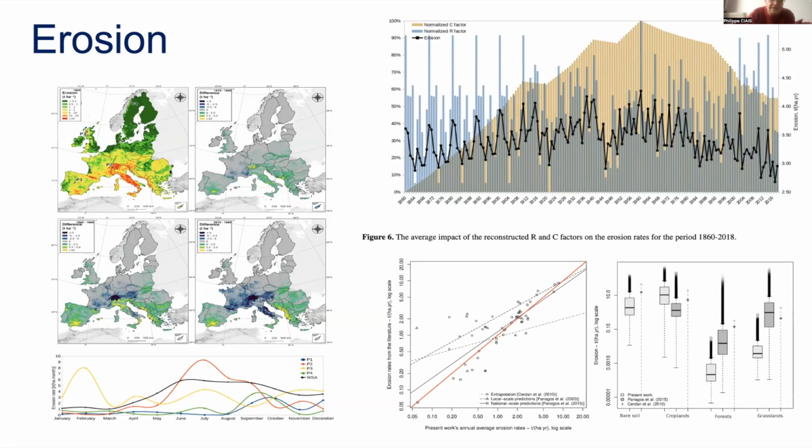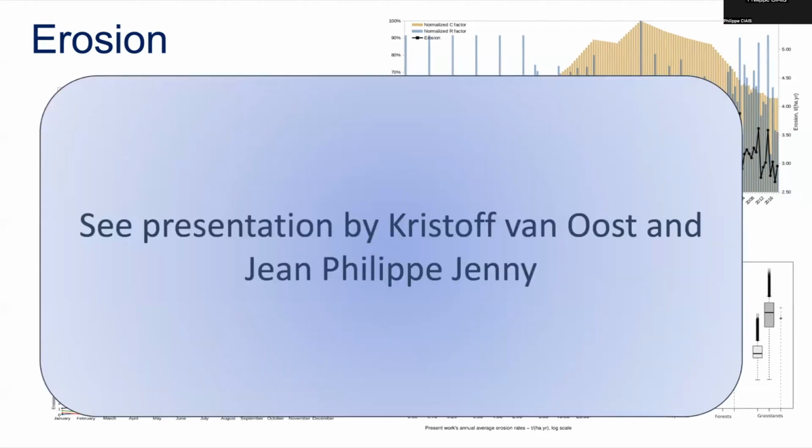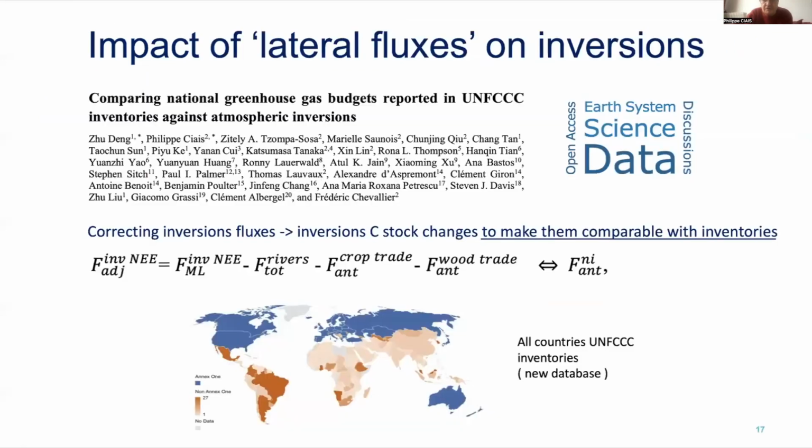Now today, the map of the difference between present-day carbon erosion removal is negative, which means that erosion carbon has decreased according to this calculation, except in regions where soil has been increasingly exposed, like in southern Spain and in the Balkans. And there is a nice presentation by Christophe and Jean-Philippe Génie.